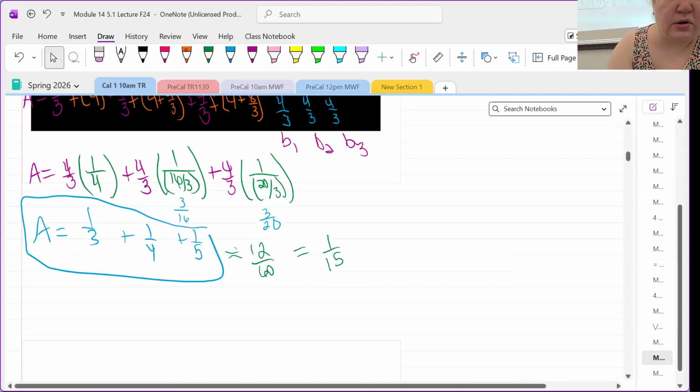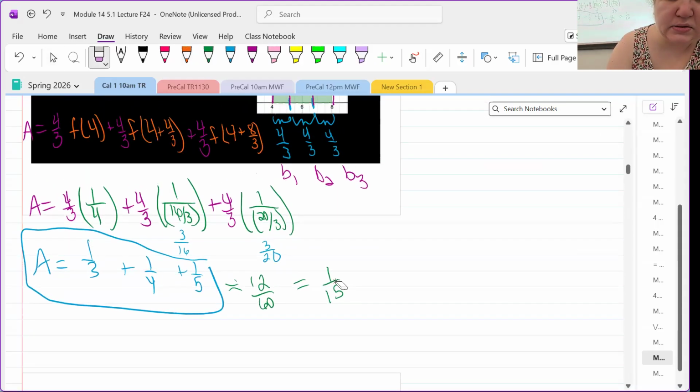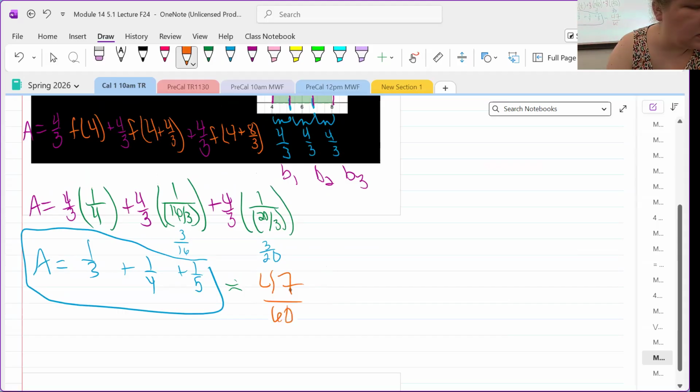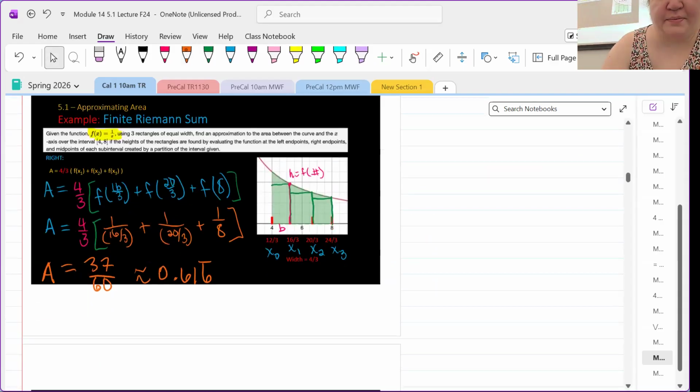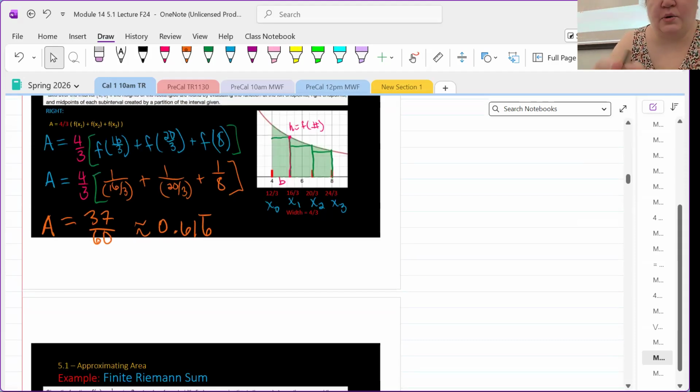I did my math wrong earlier. So we've got 0.78 as an upper bound, and then 0.616 as a lower bound. So the actual area under the curve is between those two numbers.